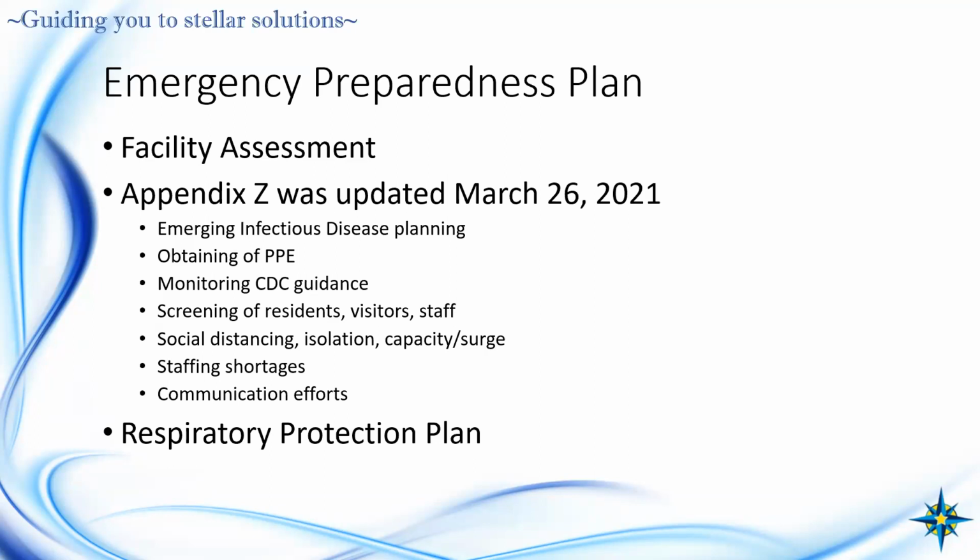If you have a staffing shortage because of infectious processes, what is your plan in your communication efforts? You also need to have a respiratory protection plan in place. So all of these things were added because of the COVID pandemic, but it has to all be a part of your emergency preparedness plan. I can also tell you that DOH surveyors in Pennsylvania have been asking for water management plans. So you also need to make sure that you have one of those in place.